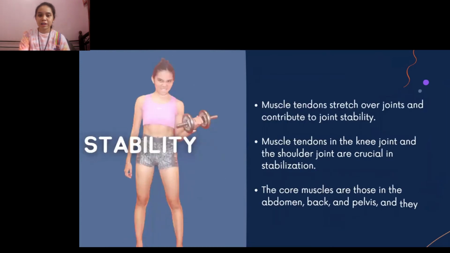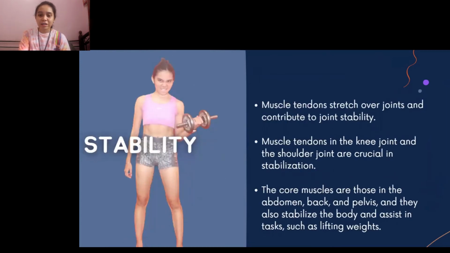Next is stability. Muscle tendons stretch over joints and contribute to joint stability, meaning the state of being stable. Muscle tendons in the knee joint and the shoulder joint are crucial in stabilization. The core muscles are those in the abdomen, back, and pelvis, and they also stabilize the body and assist in tasks such as lifting weights.